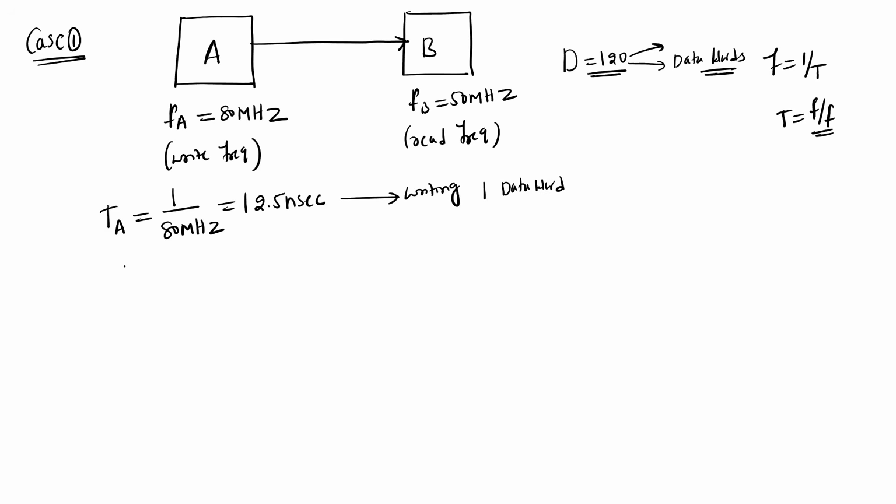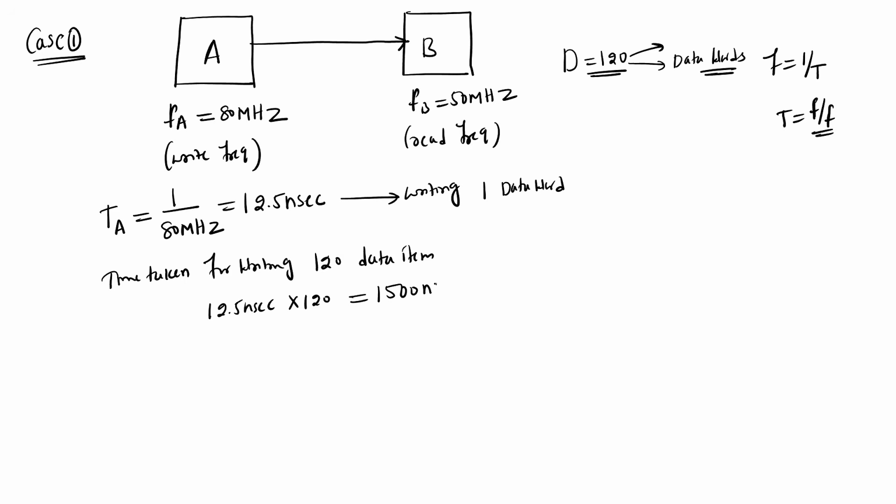Now the time taken for writing 120 data items: multiply 12.5 nanoseconds into 120. So you are getting 1500 nanoseconds.